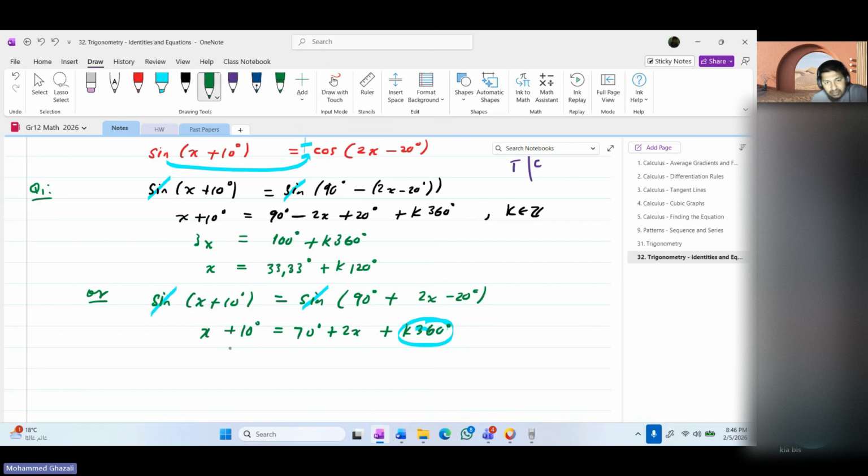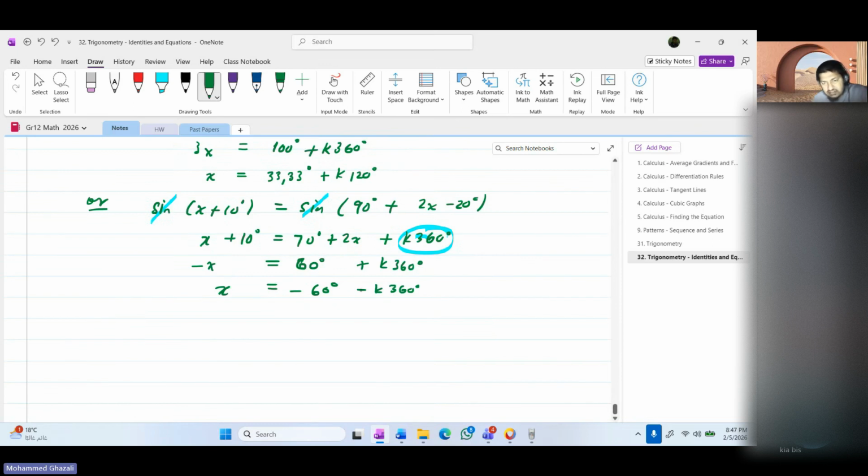Now, bring the 2x over, you get negative x. 70 minus 10 is 60 plus k 360. x is now equal to negative 60 minus k 360. You can leave your answer like this, or you can change this negative into a positive because k is an element of integers. You don't know exactly which integer value it is, right? So I can change the negative, but it's fine. If you leave it like this, it's good enough. So those are my two answers, right? I hope you understood that.